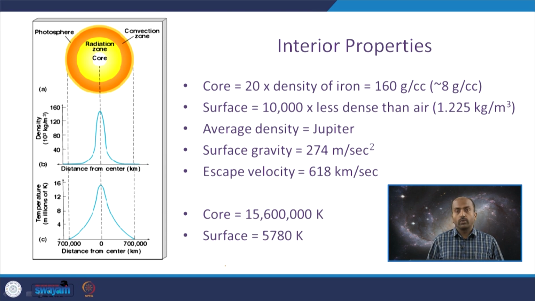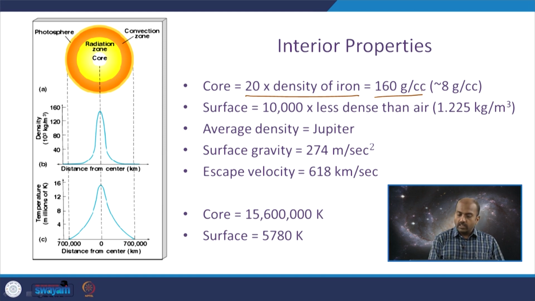Let us say, for example, the density of the core. Like I said already, the sun is a ball of hot gases and plasma. How dense can you expect it to be? It is after all a gas, right. But due to the immense amount of compression that happens in the core and the immense compressional heating that it generates, the core of the sun is highly dense, nearly 20 times the density of iron. In numbers, the density is 160 gram per cc.